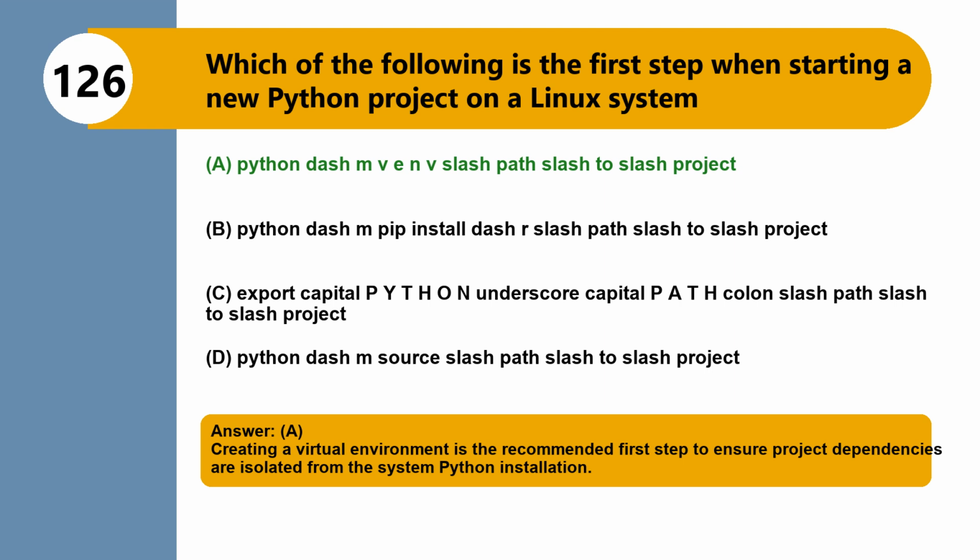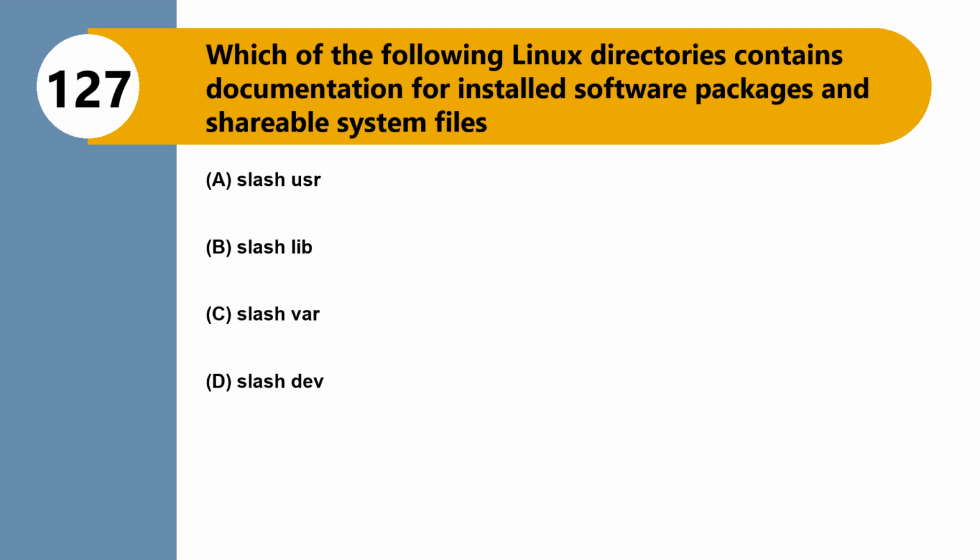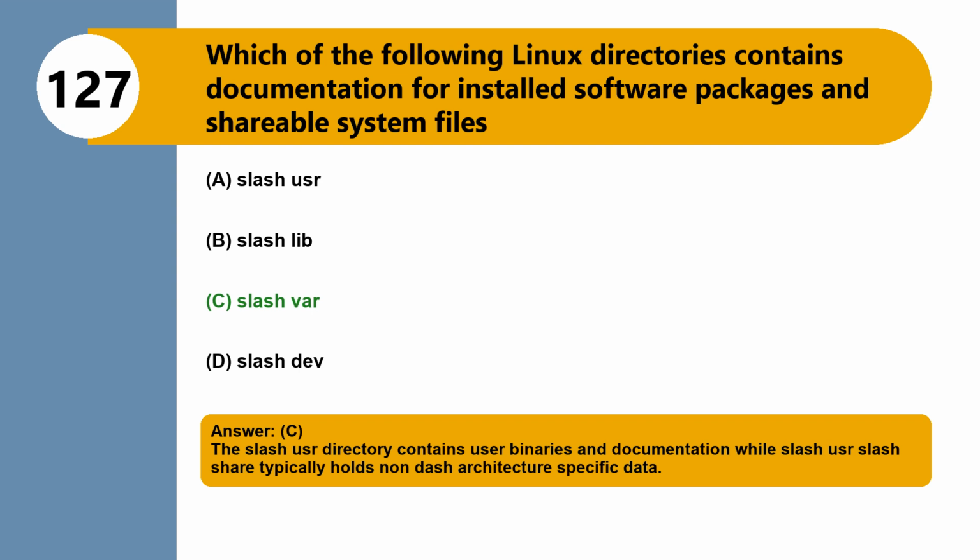Question 127. Which of the following Linux directories contains documentation for installed software packages and shareable system files? Option A, /usr. Option B, /lib. Option C, /var. Option D, /dev. The correct answer is option C, /var. The /usr directory contains user binaries and documentation, while /usr/share typically holds non-architecture specific data.